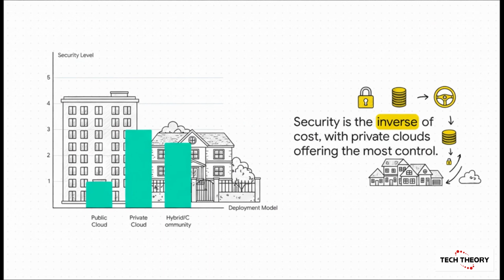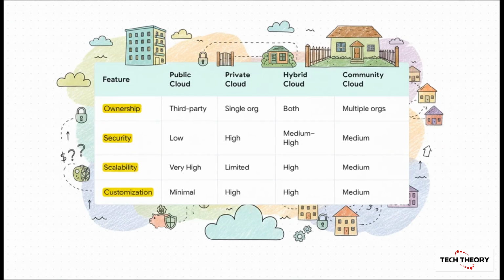Now, watch what happens when we flip this and look at security. It's almost a perfect mirror image, isn't it? The private cloud offers that fortress-like security, while the shared nature of the public cloud makes it inherently a little less locked down. And this right here, this cost versus security calculation, is the fundamental trade-off that every single organization has to make. And this table just brings it all together beautifully.